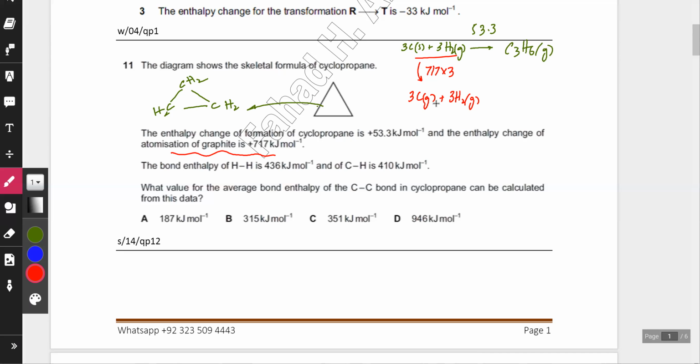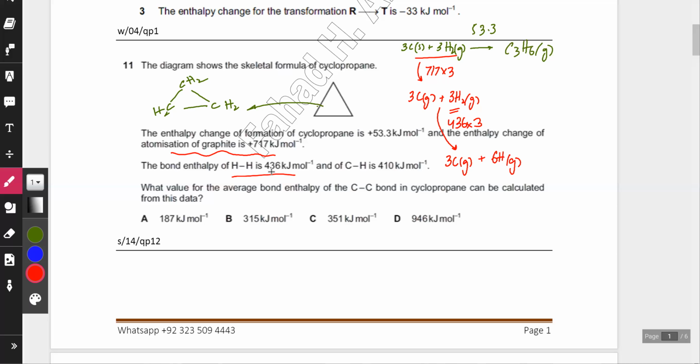So now, is this part clear? Is this fine? So now after that, he's saying that the bond energy of HH is 436. So you break the HH bonds. Keep the carbon gaseous and you break the HH bonds. If you break them, you're going to get 6 hydrogen atoms, right? So how many HH bonds did you break? You broke 3 of them. 436 into 3. Is this clear?